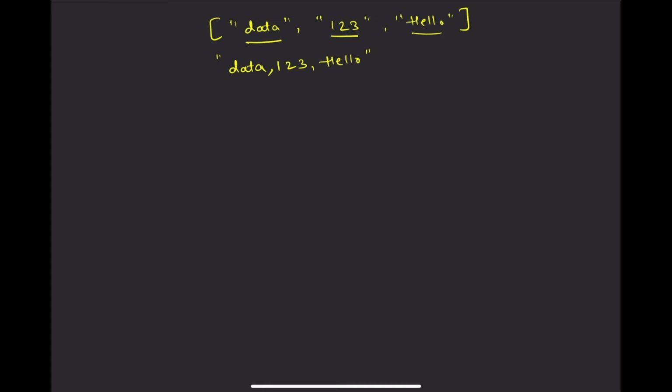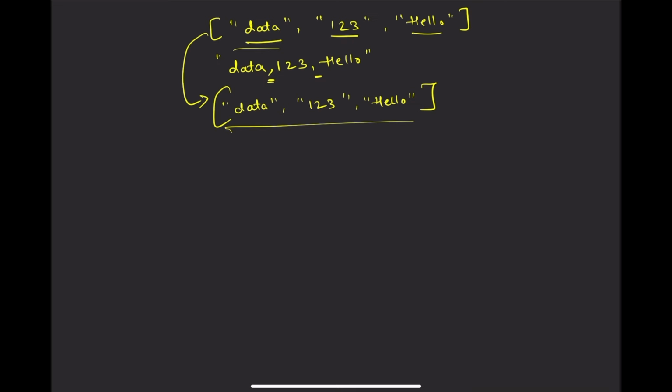Pretty clean so far. And when you want to get the list back, you can just split on these commas. Wherever you see a comma, that's where your new word begins. So when you do a split, what would happen? Data will be your first string, 1, 2, 3 would be your second string, and hello would be your third string. So this works because the given list of strings and our decoded list of strings are the same. This seems like it works, but here's where things start to fall apart.